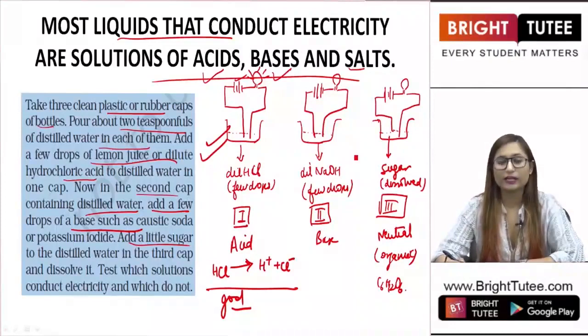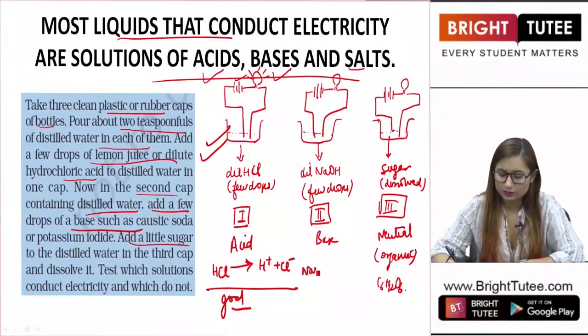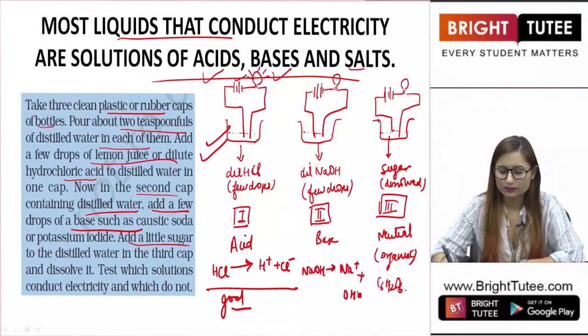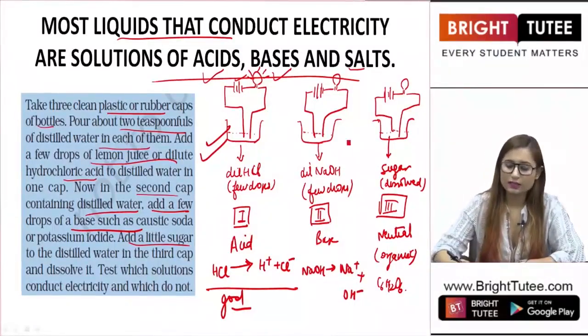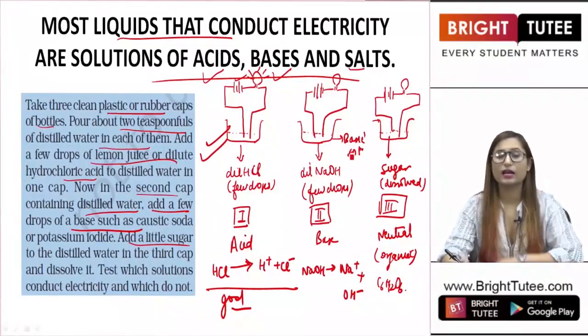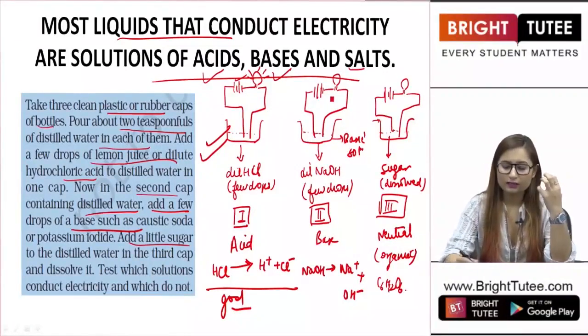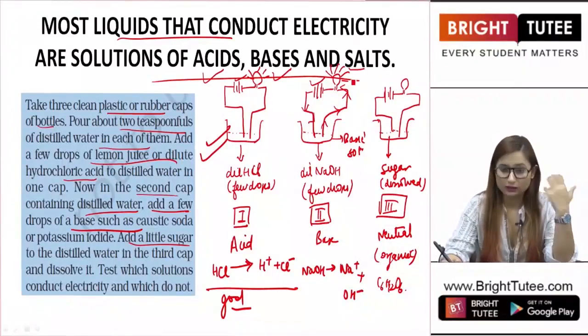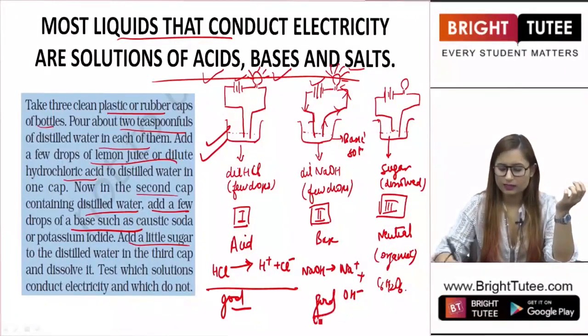Then we have dilute NaOH. Now students, NaOH also dissociates to form Na plus and OH minus in the solution. So this is a basic solution now. As it is a basic solution, it has ions floating inside it. So when we turn on the current, it flows through the liquid and the bulb starts glowing, because dilute NaOH is also a good conductor of electricity. So the bulb starts glowing.